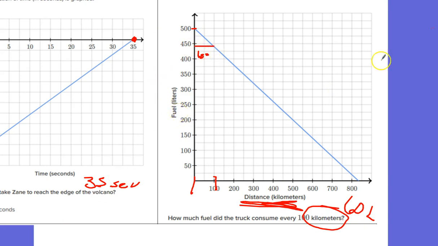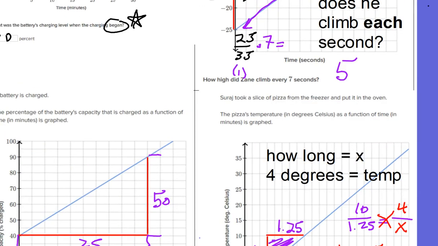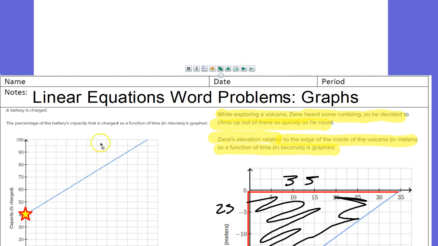This was the lecture notes on the assignment called Linear Equations, Word Problems, Graphs. And there are 2 more assignments that are due by next Friday.